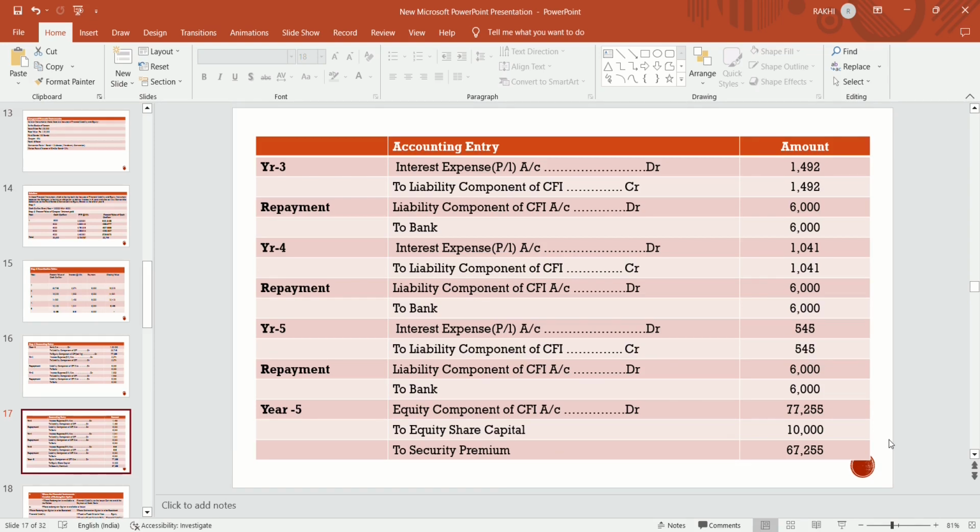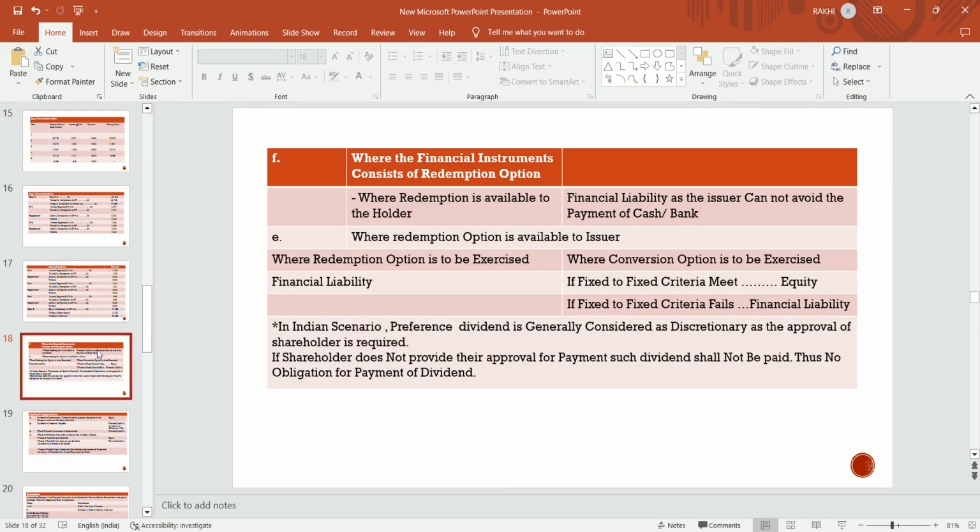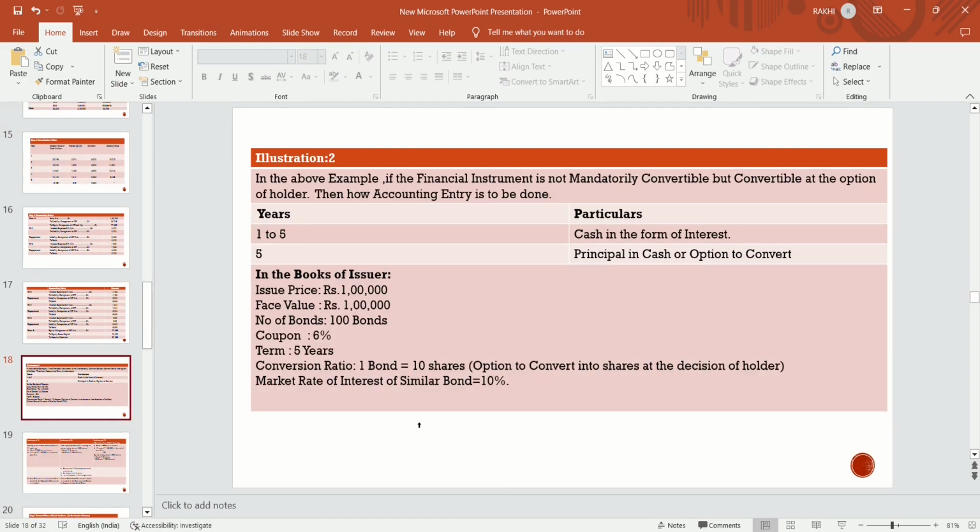This debenture is to be converted into shares after the year. So it is the mandatory conversion accounting treatment. But if the treatment is optional at the hand of the holder, then how should it be accounted for? Illustration 2. If in the above example, the financial instrument is not mandatorily convertible, but convertible at the option of the holder, then how is the accounting entry to be done?